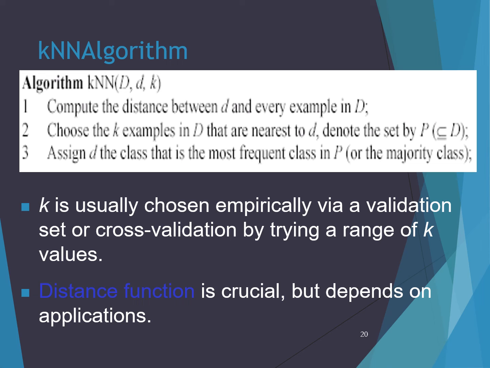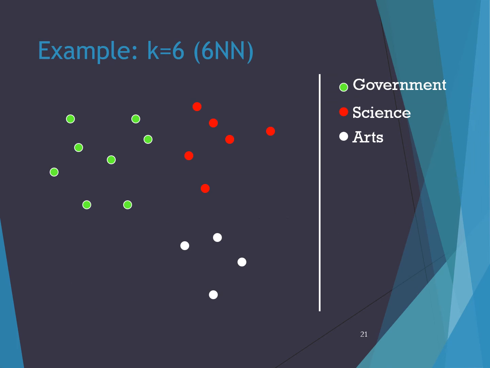The KNN algorithm computes the distance between d and every example in D. Choose the k examples in D that are nearest to d. Denote the set by P, which belongs to D. Assign d the class that is the most frequent class in P. K is usually chosen empirically via a validation set or cross validation by trying a range of k values. The distance function is crucial but depends on the application.